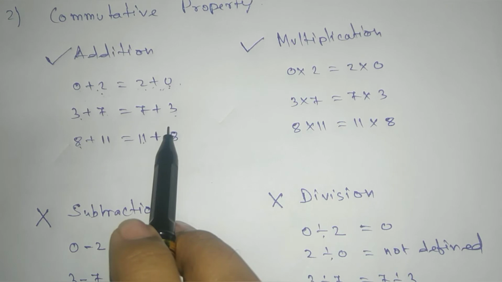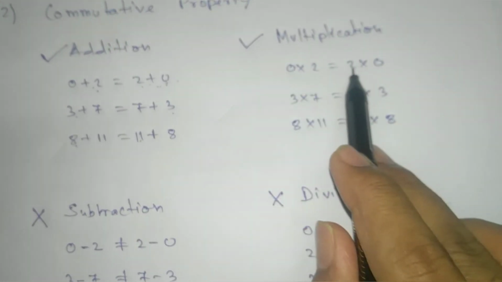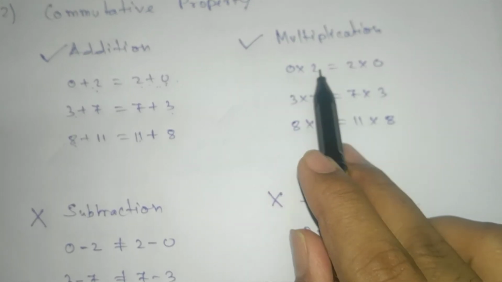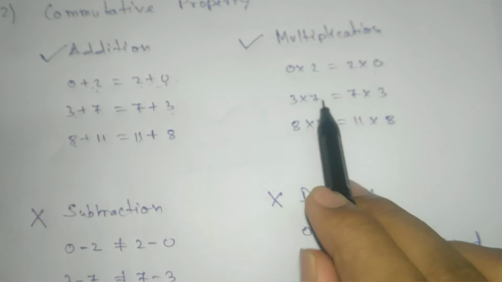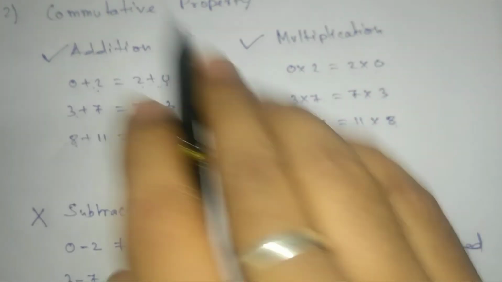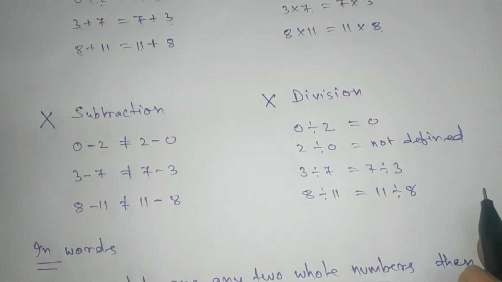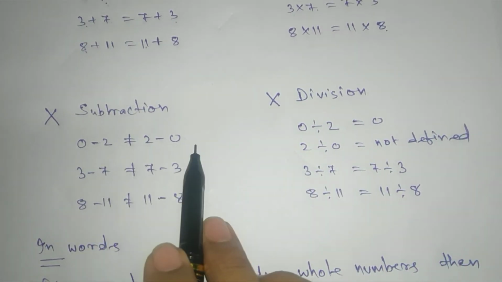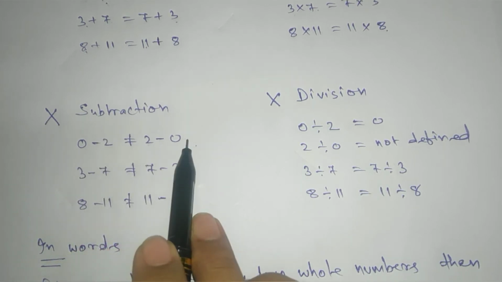Both are true. And if we look at multiplication also, if we change the place of the whole numbers, you can see 0 into 2 or 2 into 0 will give the same result. 3 into 7, 7 into 3, 8 into 11, 11 into 8 will give you the same result. But for subtraction and division, you can see that both are not true. 0 minus 2 will give you minus 2, and 2 minus 0 will give you 2.